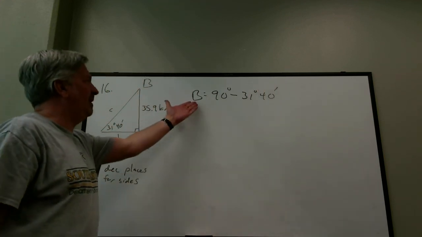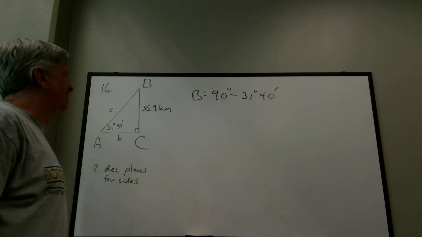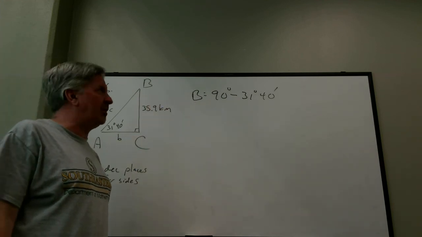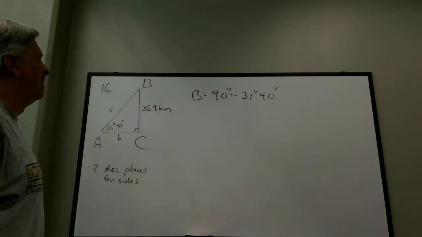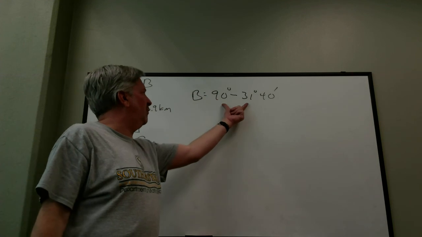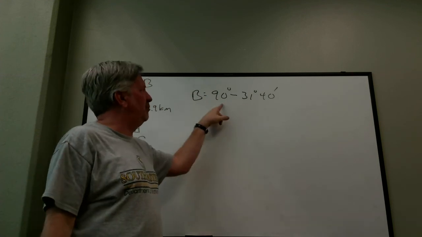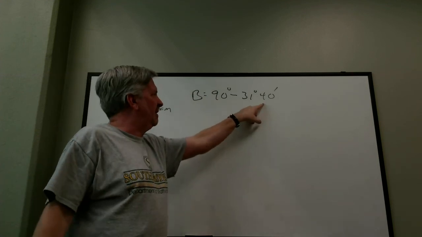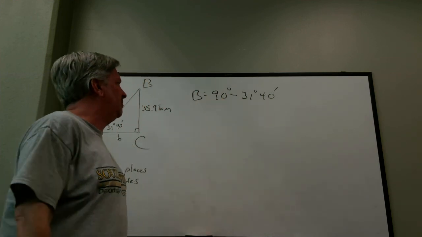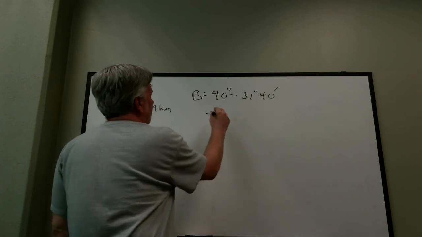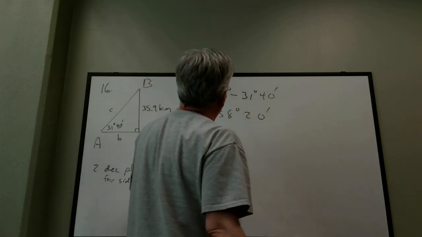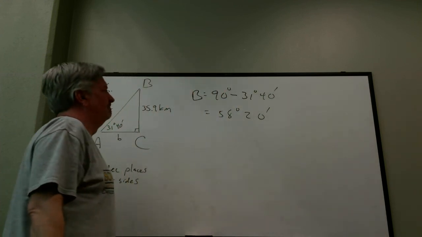Right? Notice I'm labeling my work and I'm showing my steps. If you just say B equals and give me an answer that's wrong, I have no idea where you got it from. I can't give you credit. So you need to explain your work. Okay, so again, we've done these before. However you want to do it is fine. You can use the calculator for those of you that have those capabilities. You can do the subtraction and borrowing if you need to, but what does this turn out to be? It turns out to be 58 degrees, 20 minutes. Okay, so fine.